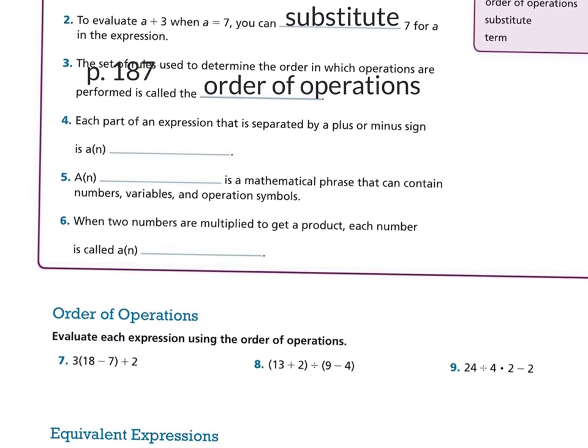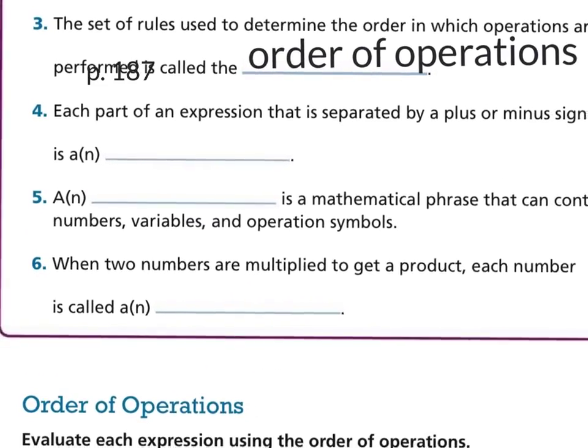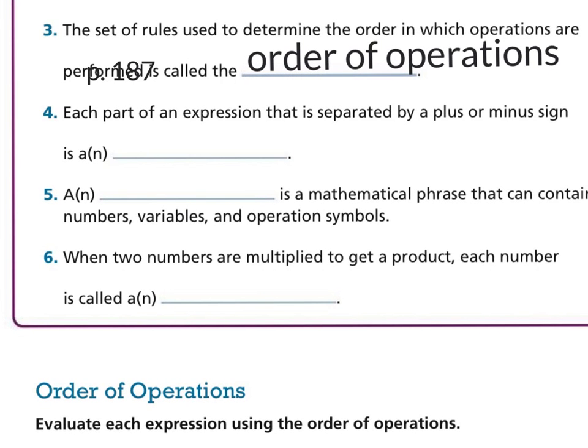Number 4, each part of an expression that is separated by a plus or minus sign is a or an. And that would be a term. Usually when we talk about terms, if it's subtraction, we can add the opposite in order to tell better what our term actually is. So generally we'll add the opposite and say that terms are separated by addition signs or plus signs.